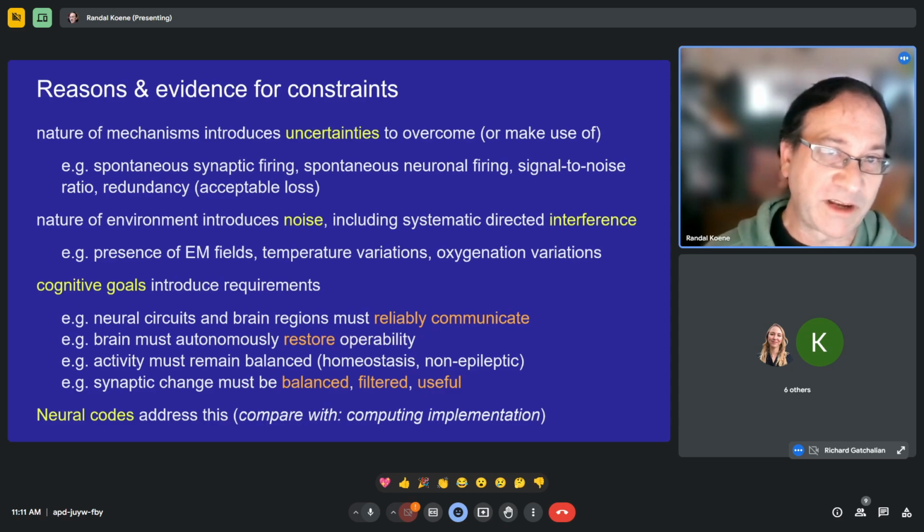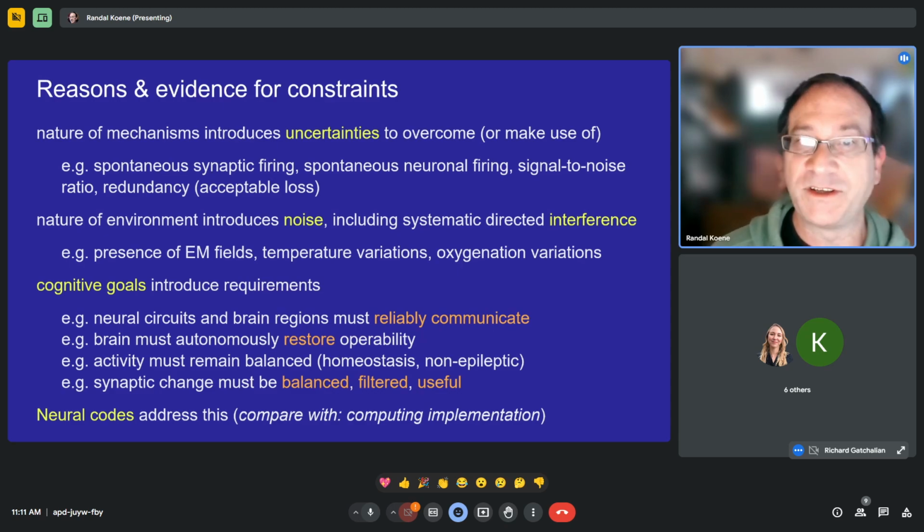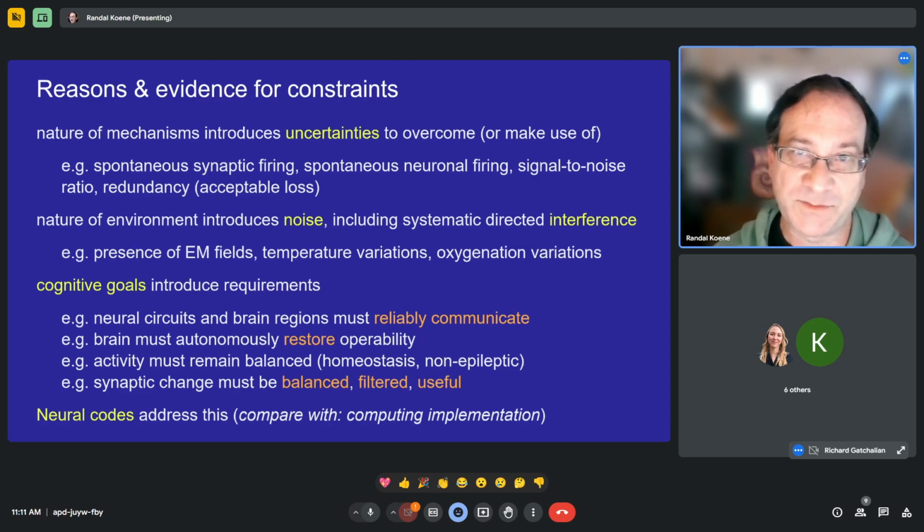Generally, the nature of a mechanism can introduce uncertainties, such as with regards to the probability of synaptic or neuronal firing, and it will imply a ratio of signal to noise and will relate to associated schemes, such as population activity that provides some level of redundancy. Besides the mechanisms themselves, broader environmental circumstances are likely to introduce interference, such as, for example, through electromagnetic fields, localized changes in temperature or oxygenation, just to name a few of those.